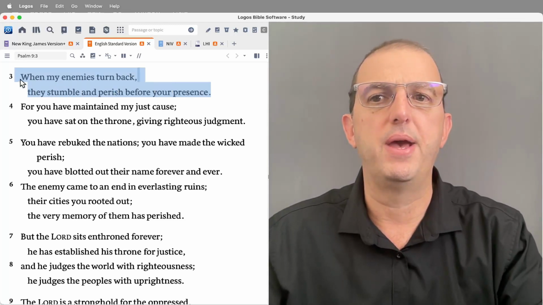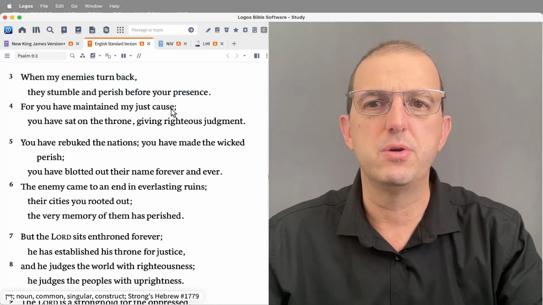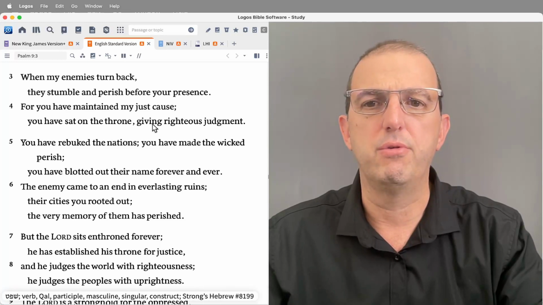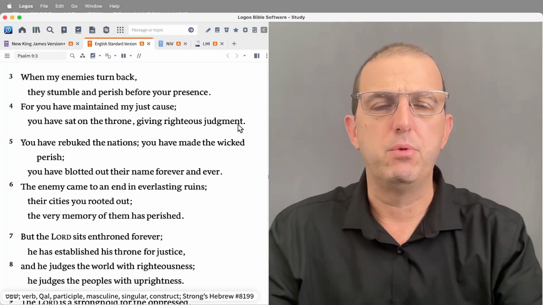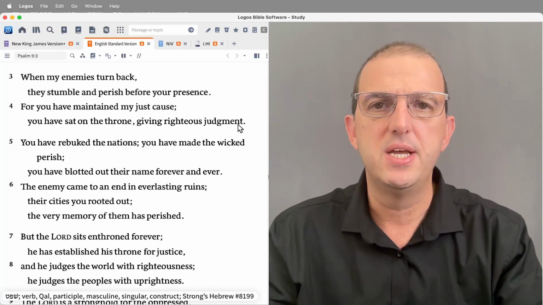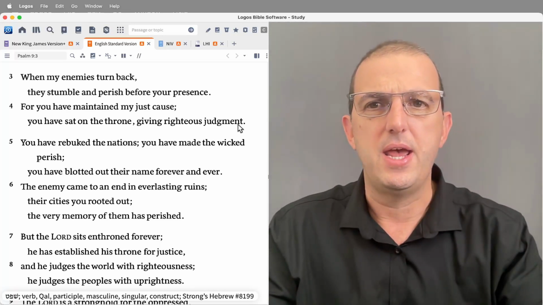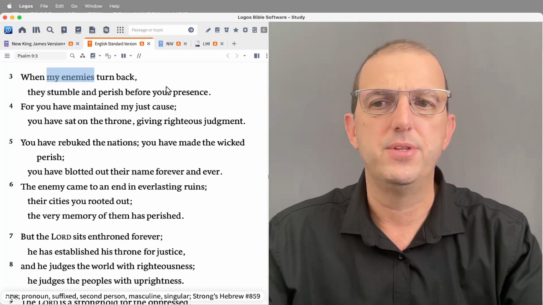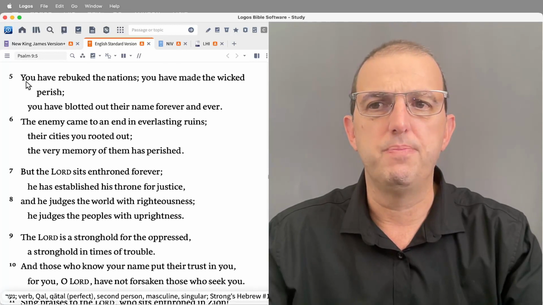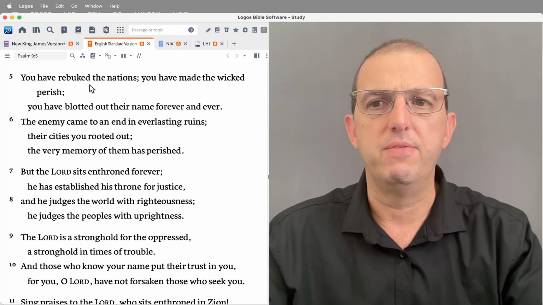When my enemies turn back, they stumble and perish before your presence. For you have maintained my just cause. You have sat on your throne giving righteous judgment. This is one of the pictures of God that will permeate through the psalm, that he is a powerful and righteous judge who's going to vindicate the righteous and punish the wicked for their sin, which is associated with the psalmist's enemies. He continues, you've not only rebuked the wicked, you've rebuked nations, you've made the wicked perish, you've blotted out their name forever and ever.